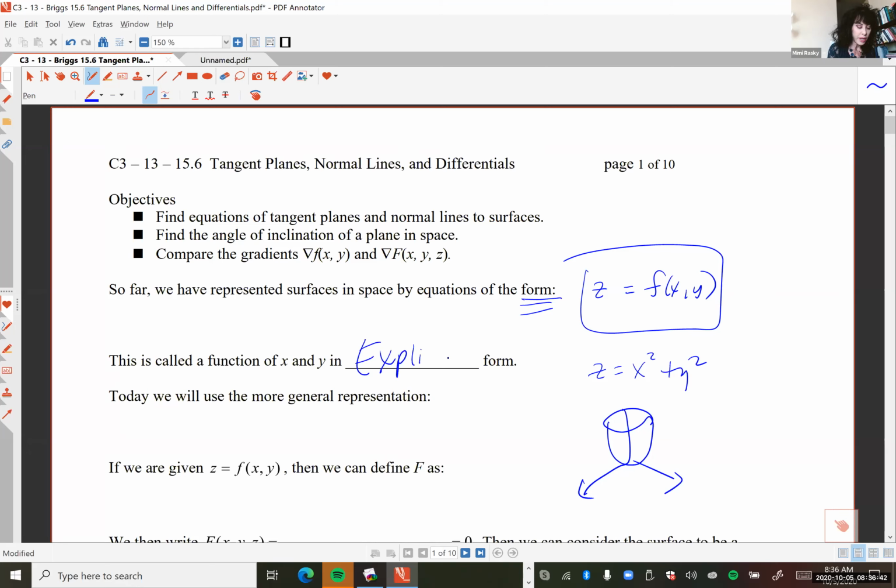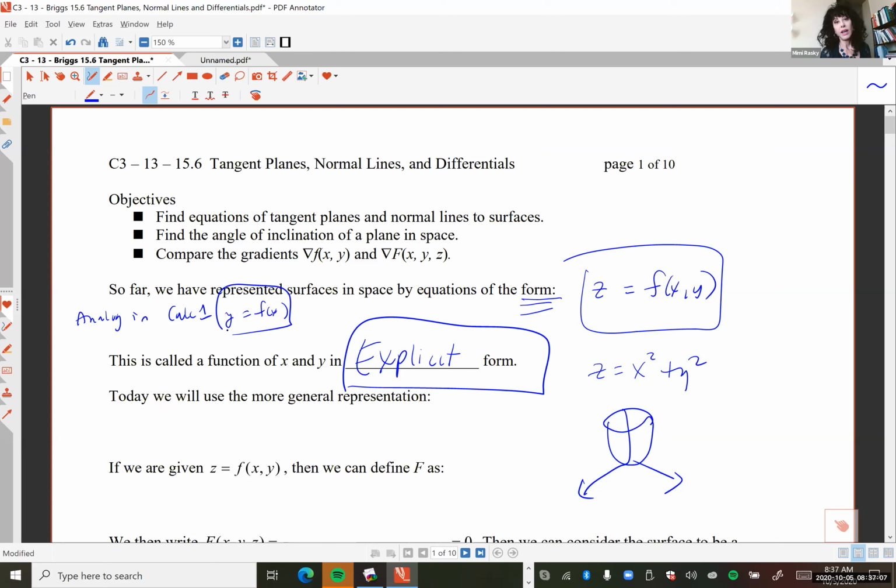But when you do have a function written like that, it's called explicit form. And you want to know this vocabulary phrase because we're going to go back and forth between explicit form and implicit form. Now, the analog in Calculus 1 and Calculus 2 is when you're given an equation in explicit form that looks like this, y equals f of x. That's the equation for a function given in explicit form. So our explicit form for a function of two variables here is z equals f of x, y.